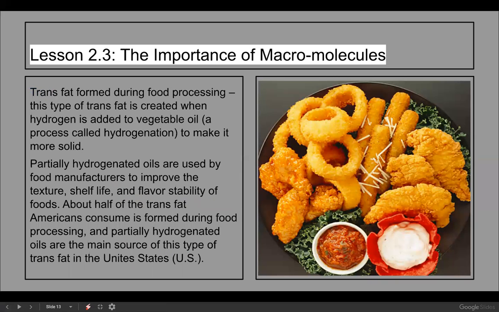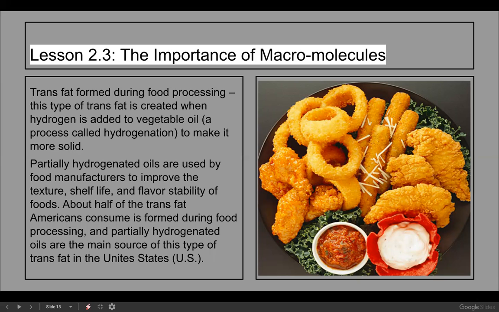Trans fats are formed during food processing. This type of trans fat is created when hydrogen is added to vegetable oil, a process called hydrogenation. So we break those double bonds, and so there's no more kinks in the chain. Partially hydrogenated oils are used by food manufacturers to improve the texture, shelf life, and flavor stability.